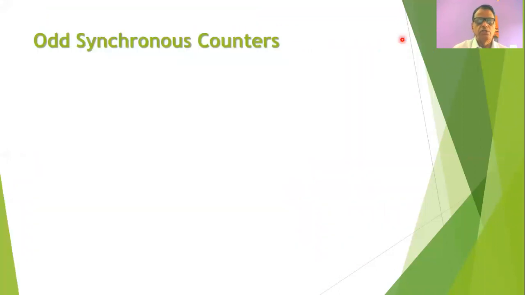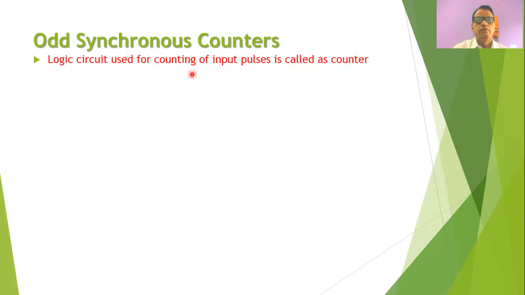So let us start the session with the concept of what we mean by odd synchronous counters. We know that the logic circuit that is used for counting the input square pulses is called a counter. So a counter is a logic circuit which can count the input pulses, and there are many applications where such a circuit is useful.